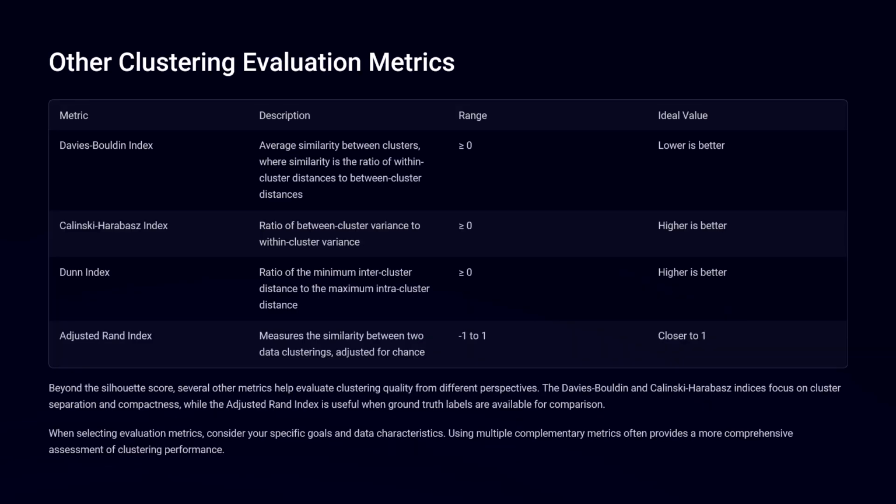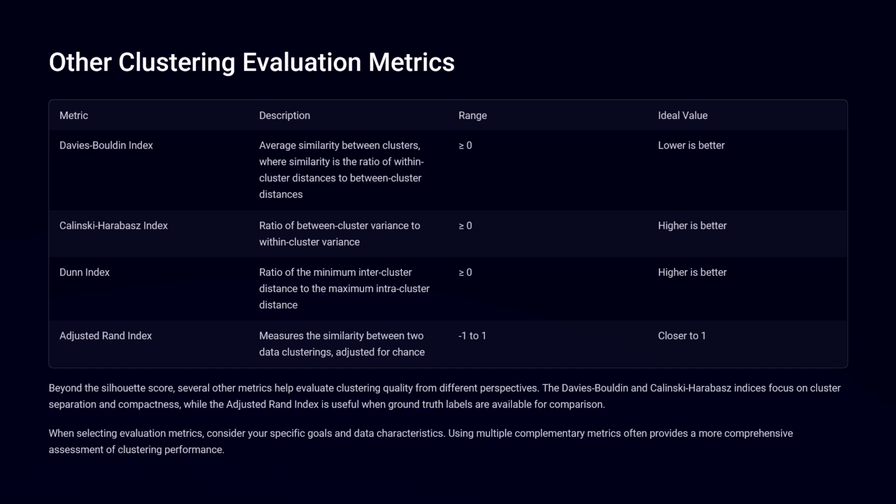Other clustering evaluation metrics. Davies-Bouldin Index. Description: average similarity between clusters, where similarity is the ratio of within cluster distances to between cluster distances. Range: greater than or equal to 0. Ideal value: lower is better. Calinski-Harabasz Index. Description: ratio of between cluster variance to within cluster variance. Range: greater than or equal to 0. Ideal value: higher is better. Dunn Index. Description: ratio of the minimum intercluster distance to the maximum intracluster distance. Range: greater than or equal to 0. Ideal value: higher is better.